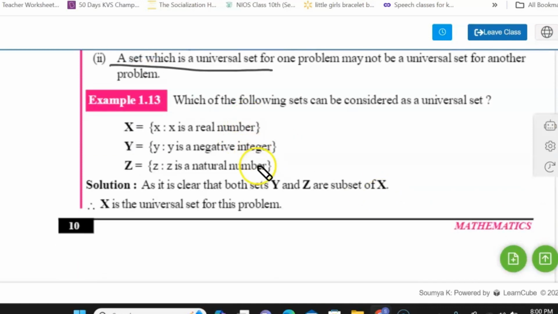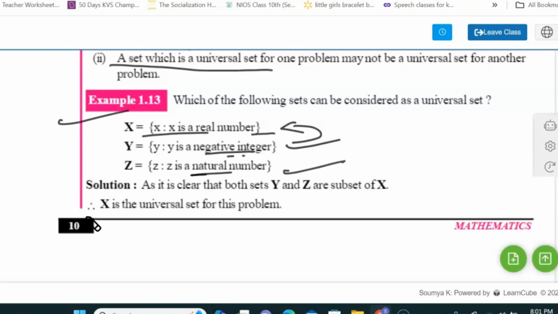This is an example given. Example: which of the following sets can be considered as a universal set? X is a real number, Y is a negative number, then Z is a natural number. Negative numbers and natural numbers come inside real numbers. So the real numbers would be a universal set, and these are the subsets of X. So X is the universal set for this problem.